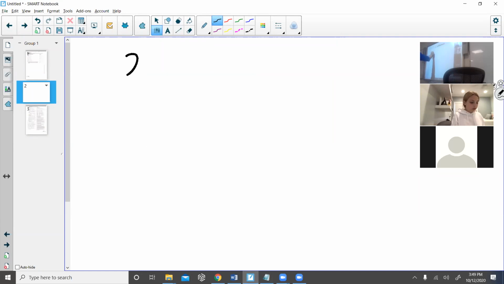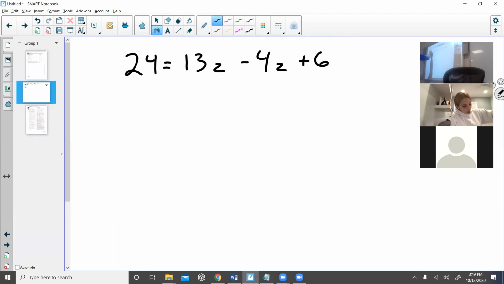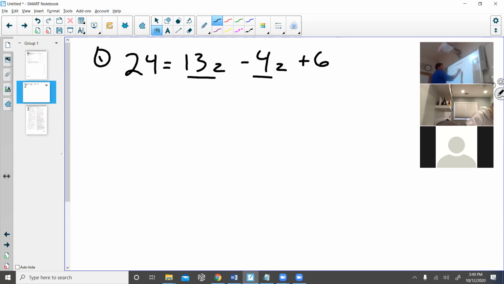So we have 24 equals 13z minus 4z plus 6. The first thing you always want to do is to try to get all your like terms on one side. Over here we have 13z and 4z. We want to simplify as much as possible, so we're going to combine like terms. That's going to be 13 minus 4, like terms do like things. So 13 minus 4 is 9z plus 6.